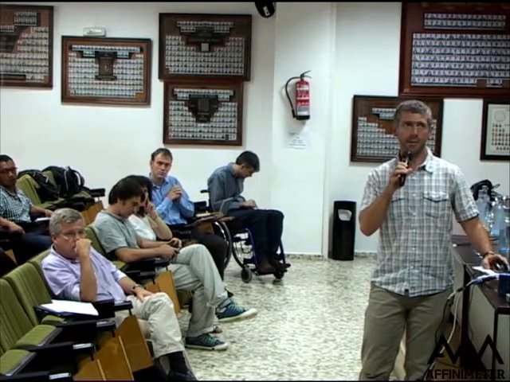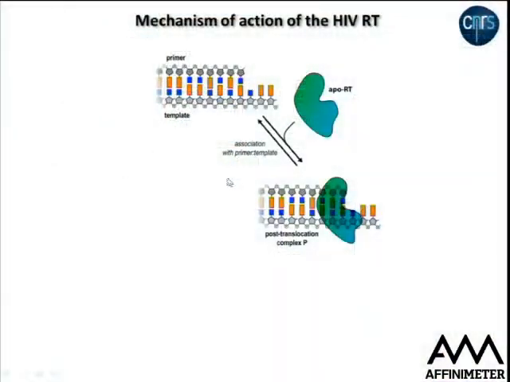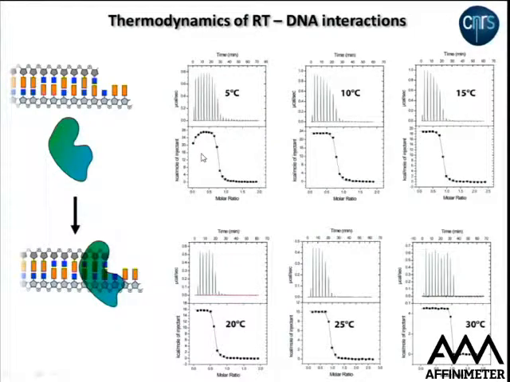And we started by the very beginning, the binding of protein to double-stranded DNA, primer template DNA. So this was investigated over a large range of temperature, between 5 and 30 degrees. And you can see that from 10 degrees and above, the binding of the protein to the DNA can be well described by a one-to-one binding site model. The protein binds as expected to the DNA, forming a catalytically competent protein-DNA complex.